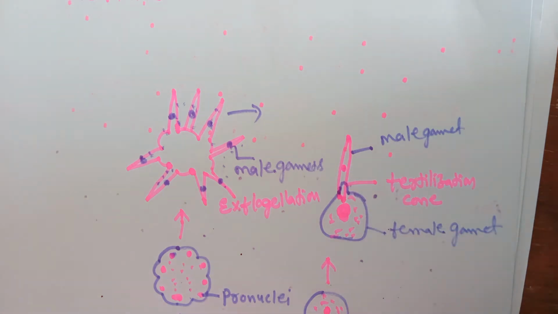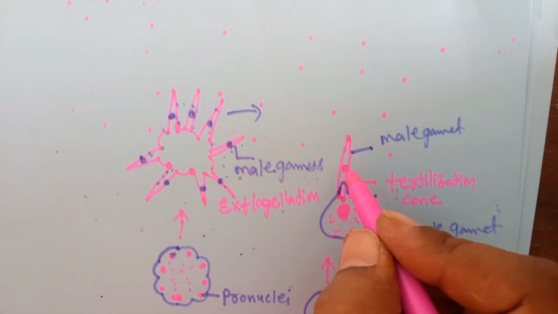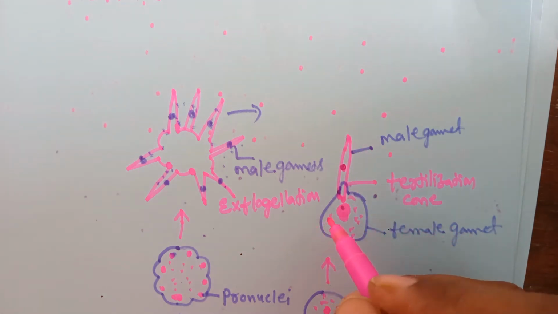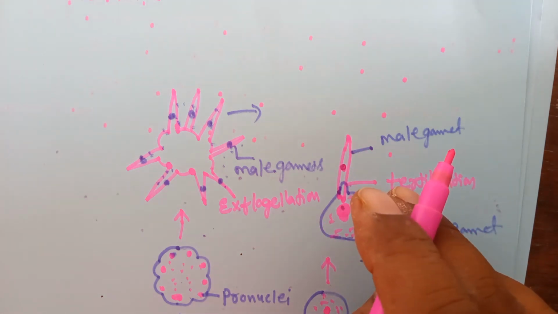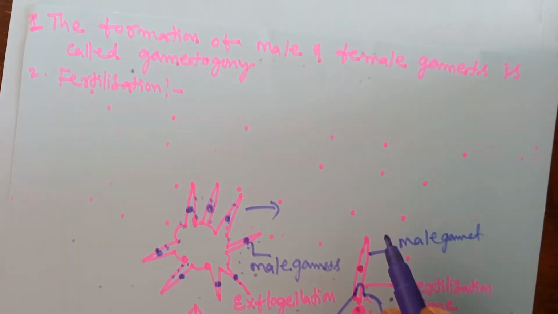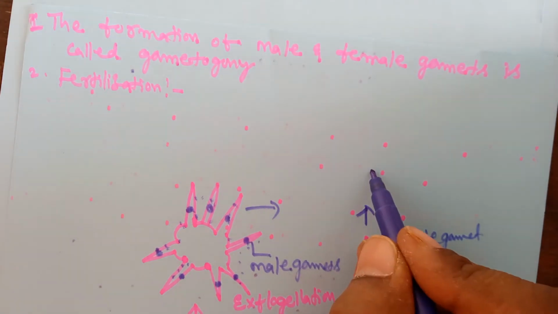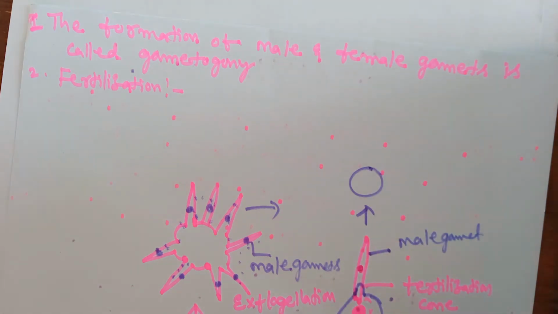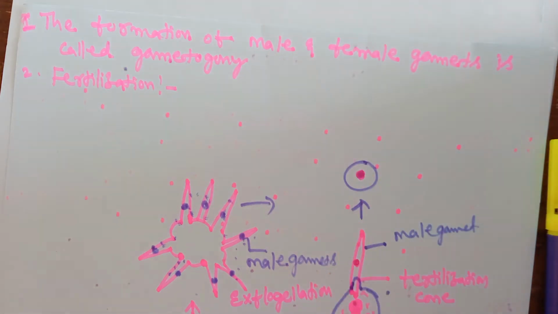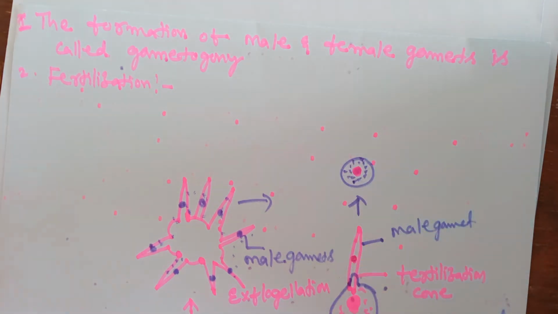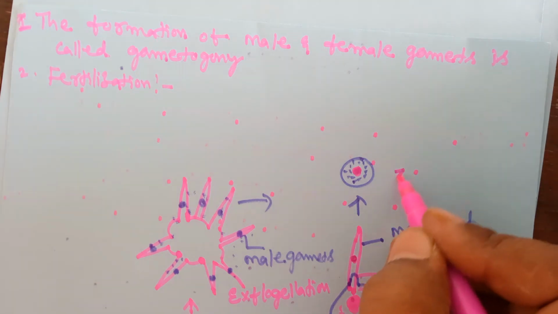Here, the male gamete nucleus and the female gamete nucleus both fuse. That is called syngamy. When the male and female pronuclei fuse, that is called zygote formation. So this is the zygote formation. After the fusion of the two gametes, the zygote is formed.